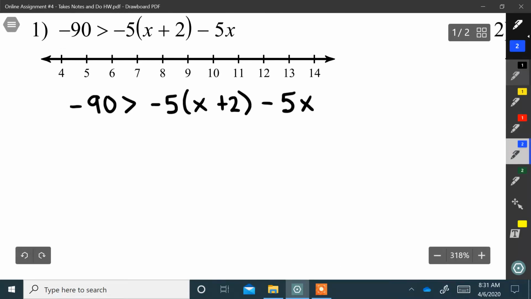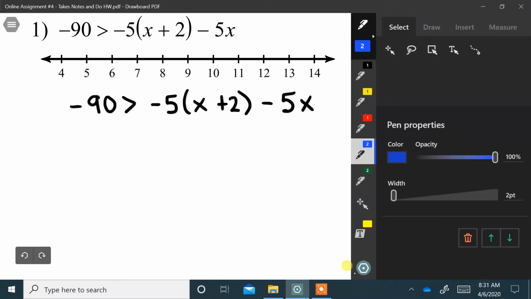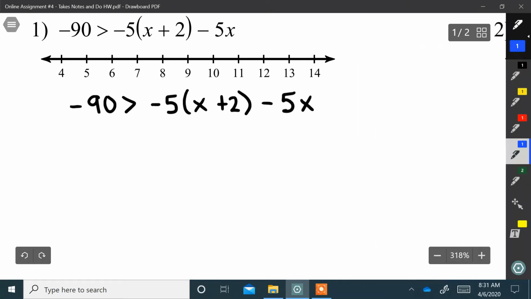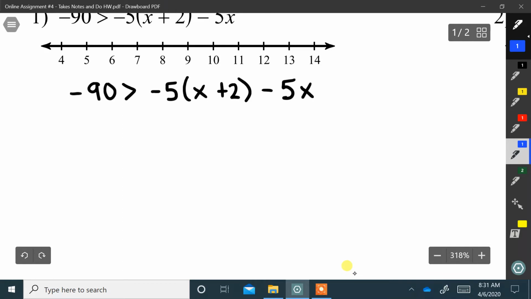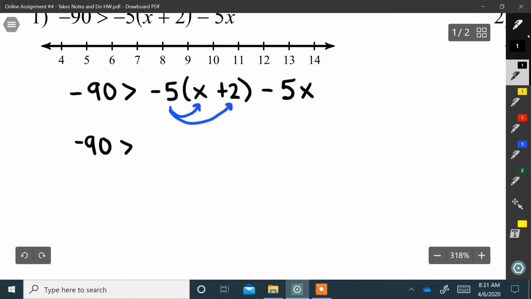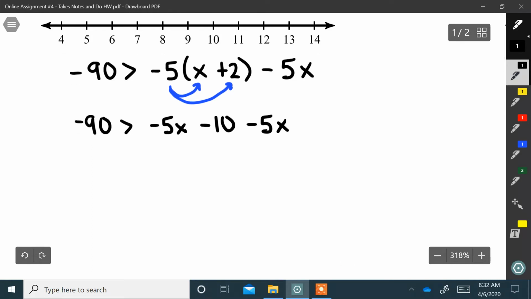So the first thing I want to do is distribute. Let me change the width of this. So I want to go ahead and distribute this -5. And by distribute, I'm going to multiply. Voy a multiplicar el -5 por eso. And this is what I'm going to get. -90 is greater than -5 times x is -5x, and then -5 times 2 is -10, minus 5x. Okay, so we're almost done there.